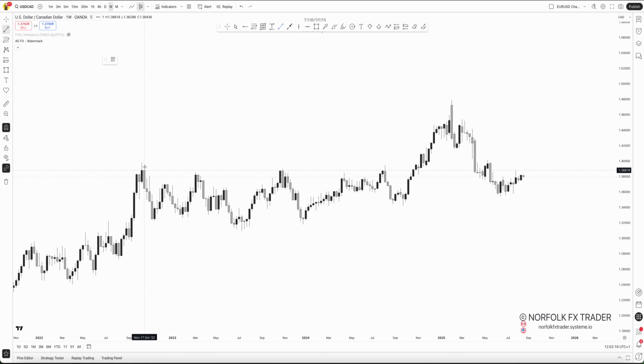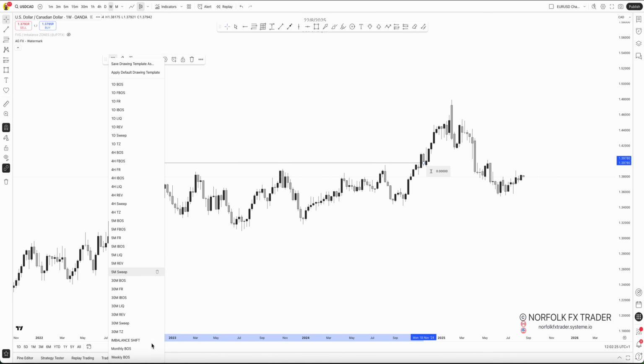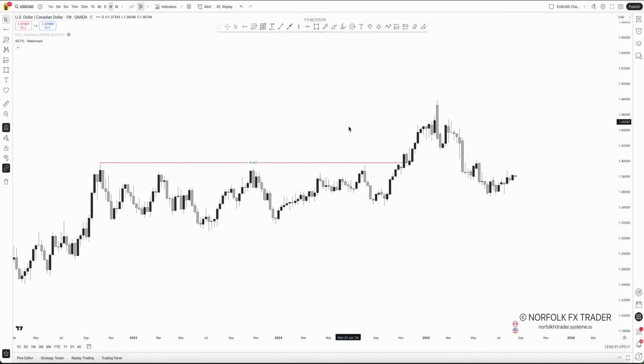To start with, we're going to look at this highest point here in the market as our last potential weekly break of structure. So once we identify this, we can mark this off as a weekly break of structure. From that point, we look back. Let's zoom into those candles.